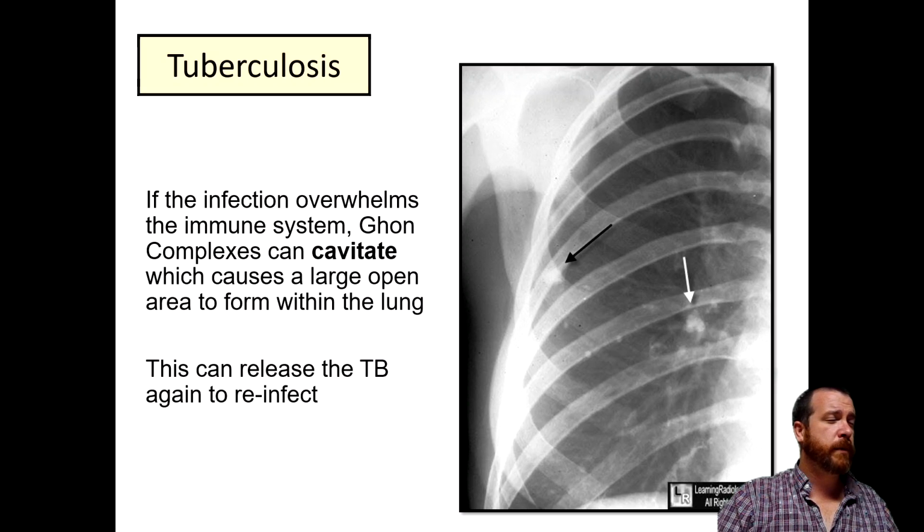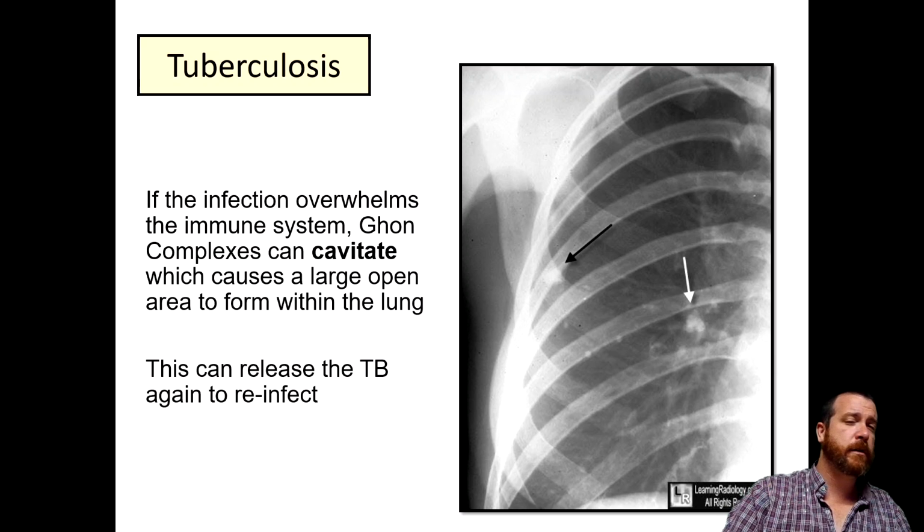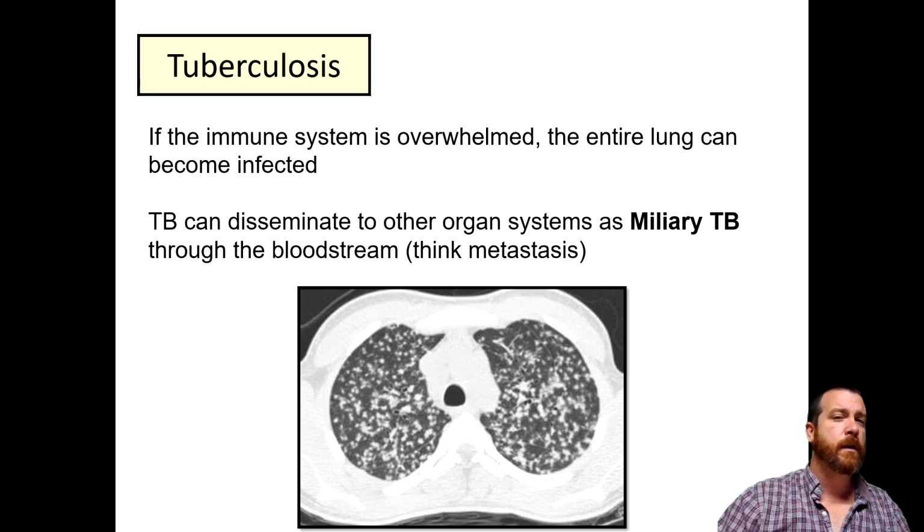Now, if a Ghon complex collapses or cavitates, cavitation is just kind of a bubble popping in on itself. So if this Ghon complex collapses, now all of a sudden we've jailbroken our tuberculosis bacterium. And now we have further infection and then hopefully further Ghon complex formation.